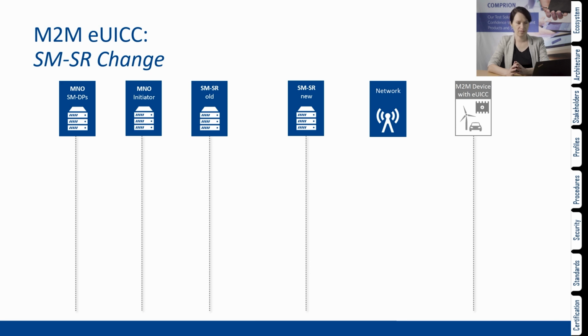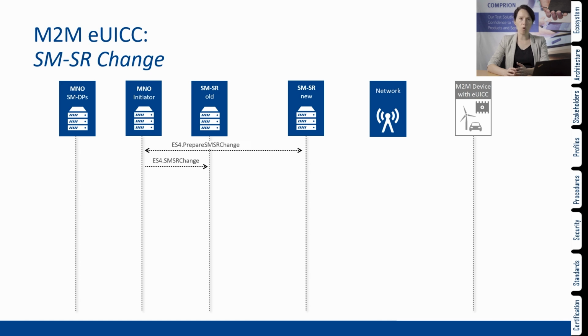SMSR change procedure. Okay. The MNO of the SMDP, so to whom the SMDP belongs, and the initiator MNO are involved in this. And let's talk about the SMSR old and the SMSR new. They are communicating via network with the device and the EUSSC. So first step, from the initiating MNO, this prepare SMSR change procedure is sent to the new SMSR. After receiving this response, the actual SMSR change will be started.